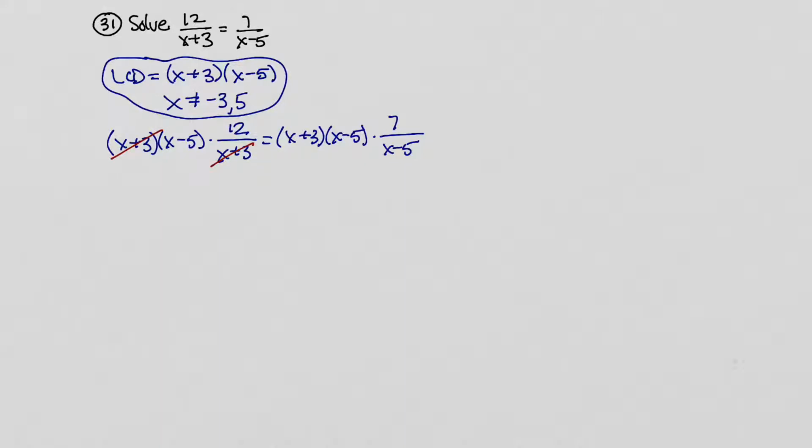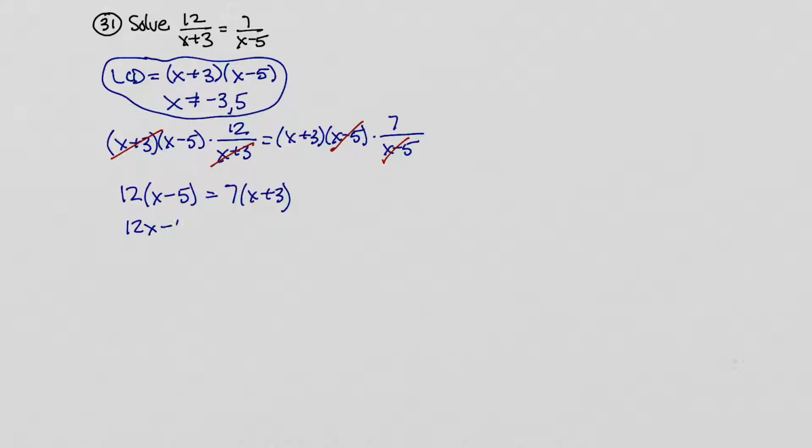And doing so, we're going to be left with 12 times x minus 5. So we'll get 12 times that x minus 5 equals, and now on the right side, this x minus 5 cancels with that x minus 5. Let's do that. And now, doing so, we're left with 7 times the x plus 3. So let's write that, 7 times x plus 3. And now we have a nice equation that has no fractions in it. Let's just go ahead and solve. So we'll multiply through here.